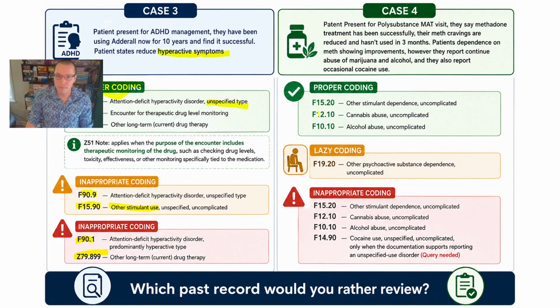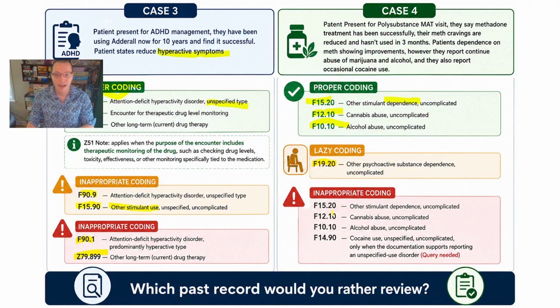Proper coding would be a F15.20 for their drug of choice, the methamphetamines, that is currently dependency uncomplicated. We cannot use in remission because the provider hasn't directly said in remission. Instead, we will have to use this version of it. We will use cannabis abuse and alcohol abuse. Lazy coding, but you could get away with it, is just putting on an F19 because it's polysubstance use. The polysubstance use is shown by the fact that this patient has 3 different drug codes listed on it.